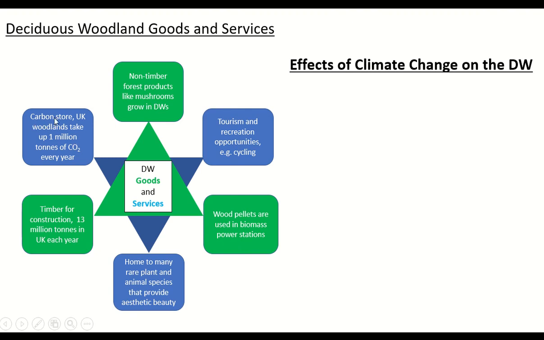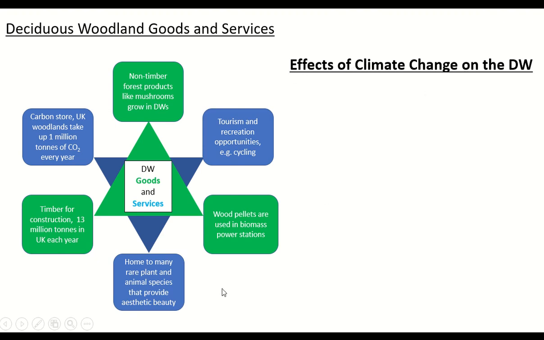Services, similar to the rainforest but not quite as much. The UK woodlands can actually take up to 1 million tonnes of CO2 every year. Nowhere near the same amount as a rainforest, but still quite a hefty chunk. Lots of rare plant and animal species live in the deciduous woodlands, and those species are nice. They're nice to look at, they're nice to study, particularly things like the red squirrel. And things like tourism and recreation opportunities. So people like to go cycling in woodlands, go hiking, go trampling through, and using it just for enjoyment, really.